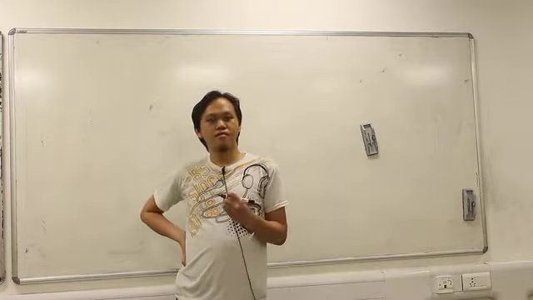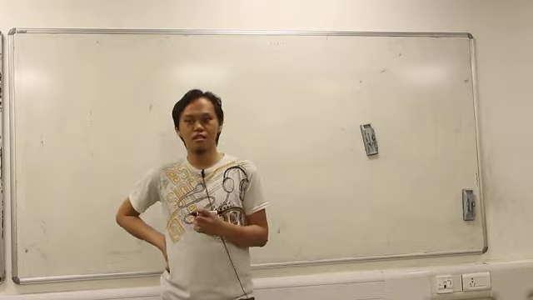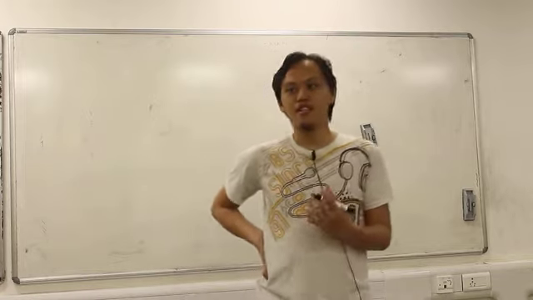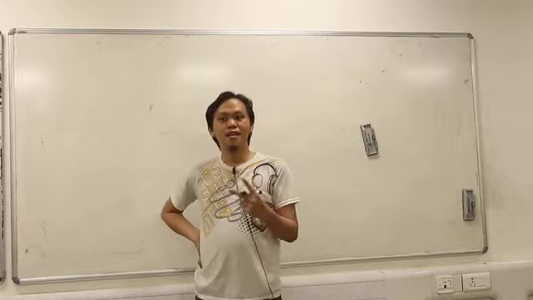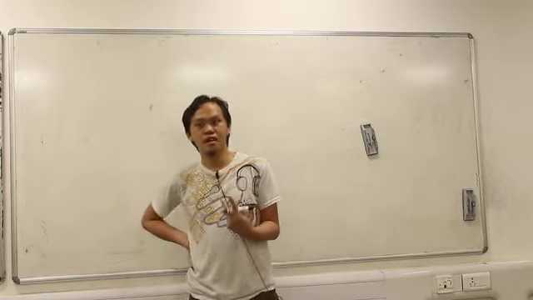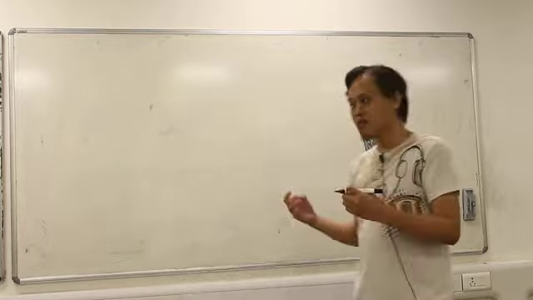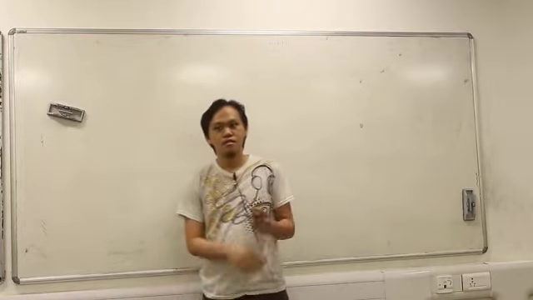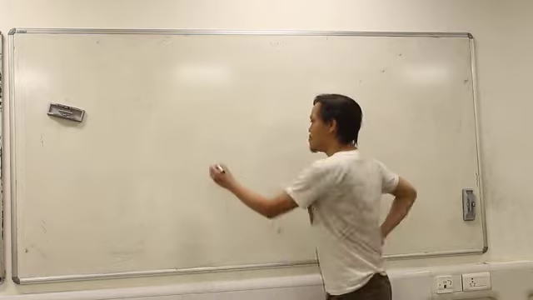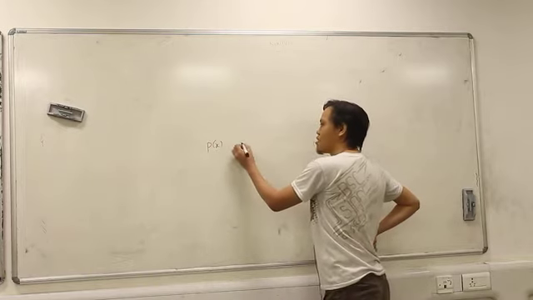So FFT, it's a fast way of multiplying two polynomials. That's the most important application of that in algorithmics. It's multiplying two polynomials. Okay? So how does it multiply two polynomials? So let's say you have a polynomial of degree n.